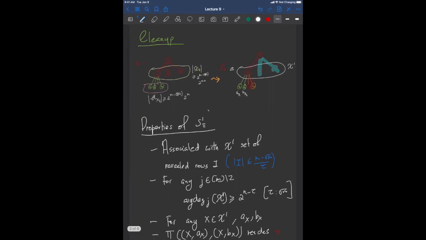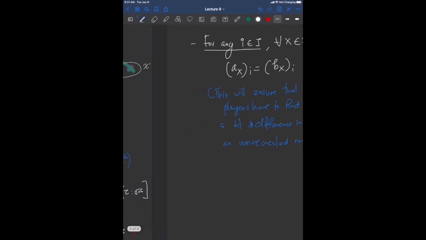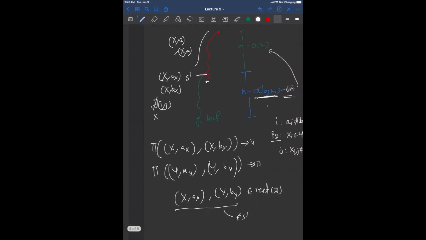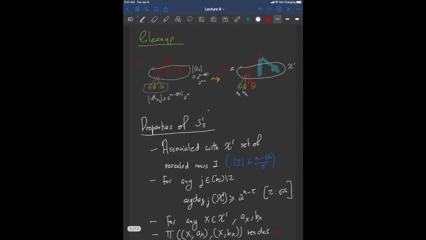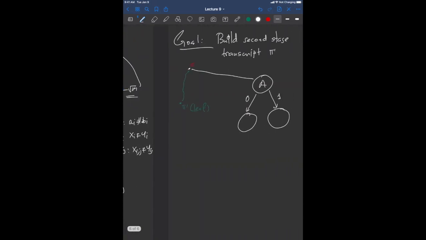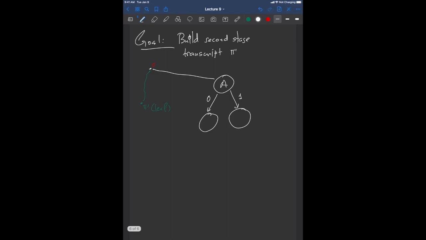I think I called it S pi dash here, but it's S dash. Let's simplify our lives, let's call it S dash. So S dash is this set of matrices X dash and this bunch of vectors for every matrix, right? I want to see how S dash gets divided by Alice.